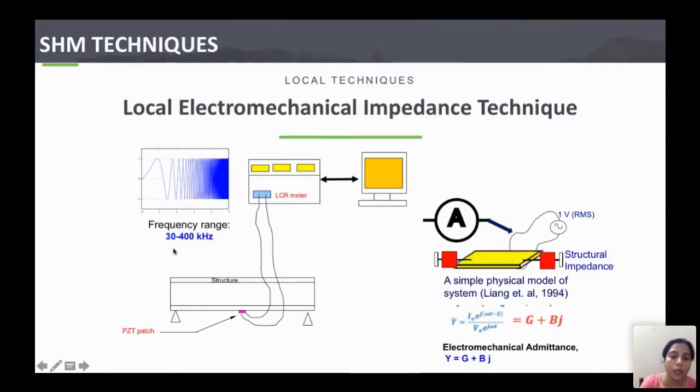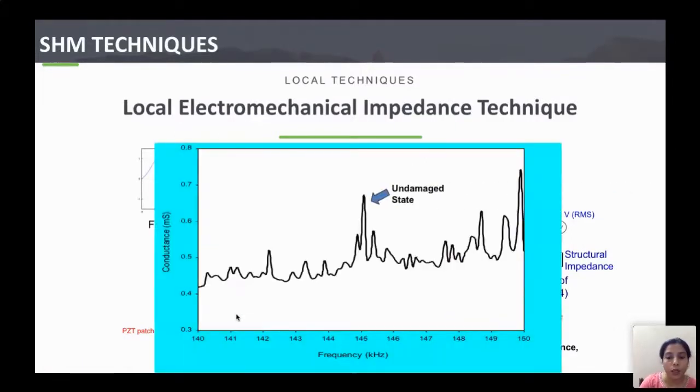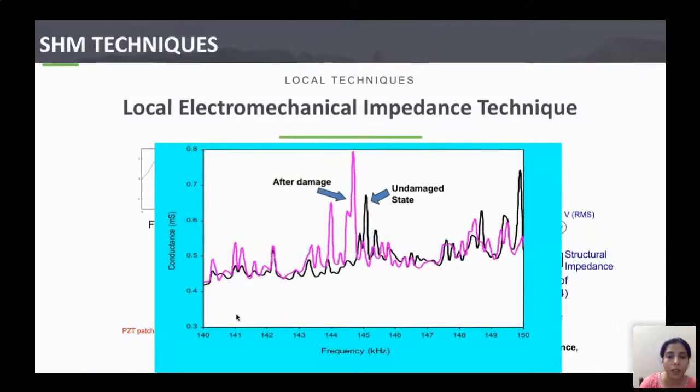In the previous technique, the frequency range was less than 100 hertz. So it was very low as compared to this, because here you see the frequency range is 30 to 400 kilohertz. Since the frequency is very high, this technique is very sensitive to very small levels of damage. This is the typical conductance signature of a structure in the undamaged state, and after damage it changes, and this is how we will compare the two stages of the structure.